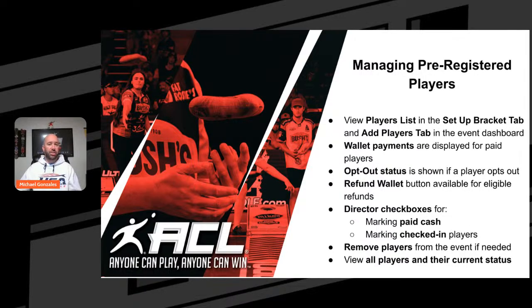Now we'll talk about managing your pre-registered players. Okay. You'll be able to view the players list inside your event. That's on the Setup Bracket tab, and there's the Add Players section there. That's kind of the default that opens. You will be able to see if players used their wallet. You'll be able to see if players opted out. You will have an opportunity to refund players through that section there.